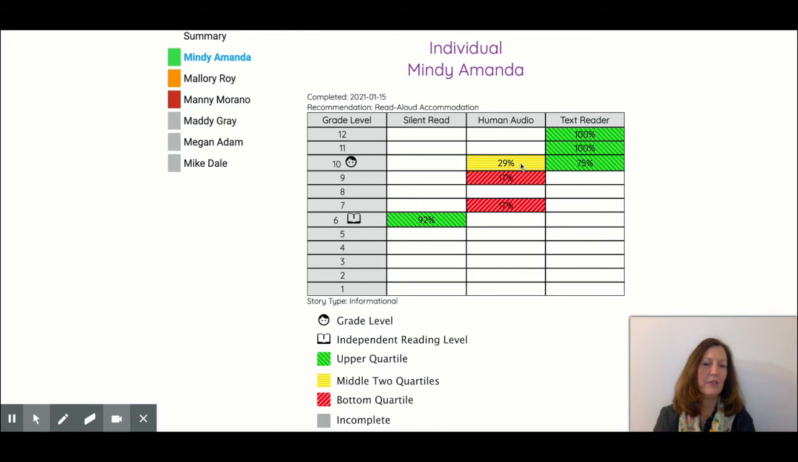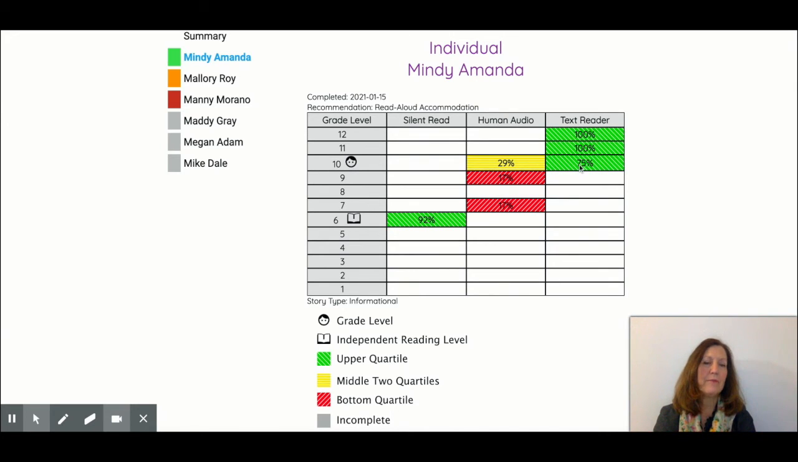UPAR then went to look at her human audio condition. We go right to grade level because, again, the role of a reading accommodation is access to grade level. You can see she scored very low in the middle quartile. So then we actually went down and found that she still didn't do well. We kept trying to go down to find a place where she landed, and we couldn't find anything for her.